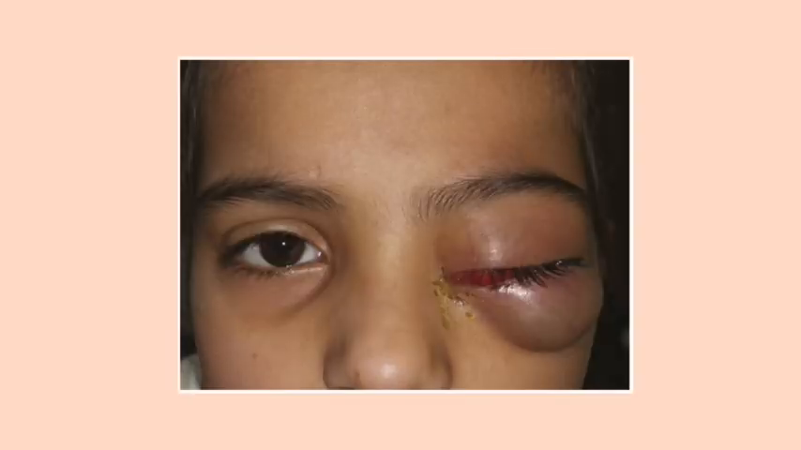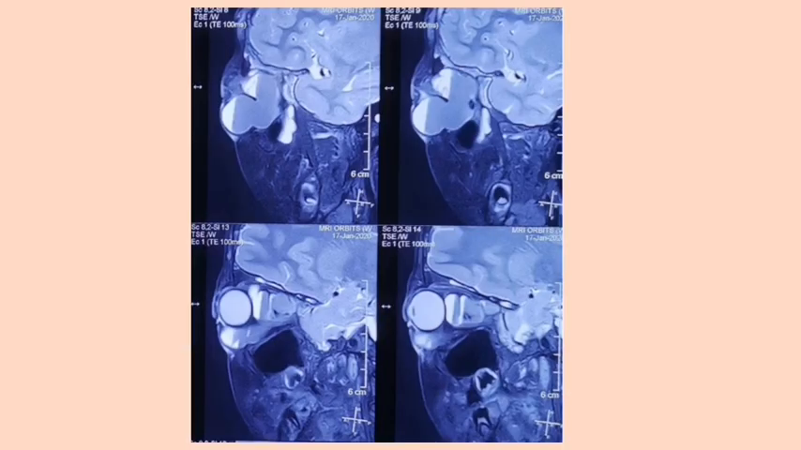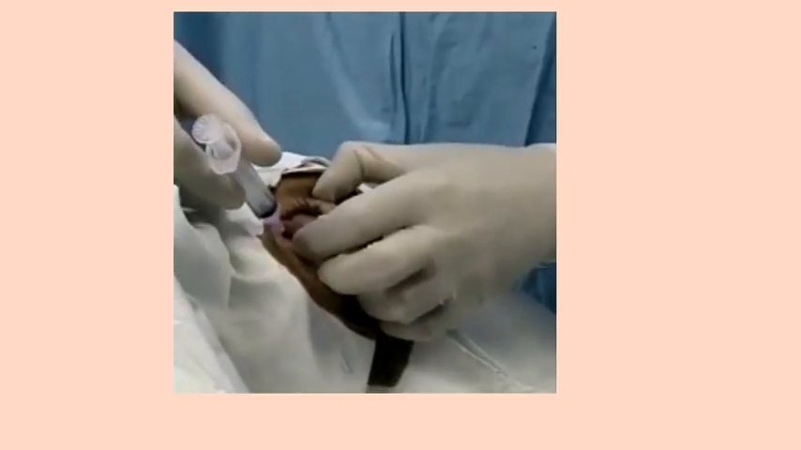Orbital chocolate cysts usually arise from orbital venolymphatic malformations, typically noted in children. They are usually transcompartmental. Here is a case: a 10-year-old female presented with sudden onset swelling in the lower eyelid of the left eye. MRI revealed multiple fluid levels and a transcompartmental lesion.